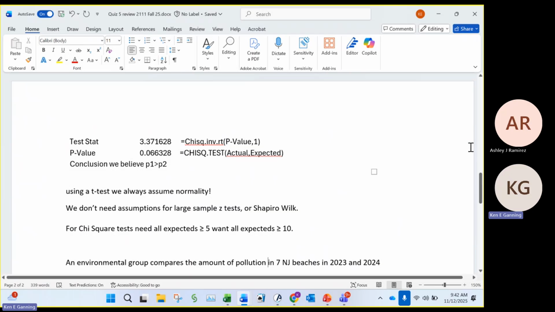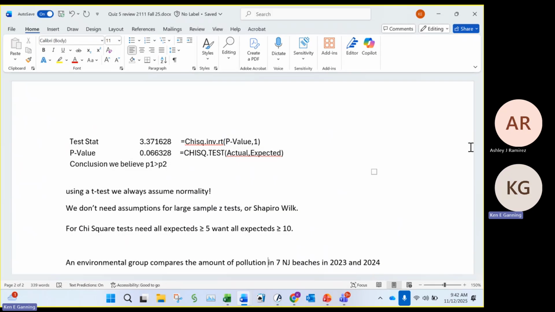Use a t-test. We always assume normality. When we have less than 30 data points, we will always assume normality in this class, whether we use a t-test when we don't know the standard deviation, or we know the standard deviation, in which case we'll use a z-test. You really have to assume normality. Otherwise, it's going to be difficult. We don't need the assumption for a z-test. We don't need the assumption for Shapiro-Wilk, even though Shapiro-Wilk will not be on this quiz, but it might be on future quizzes.